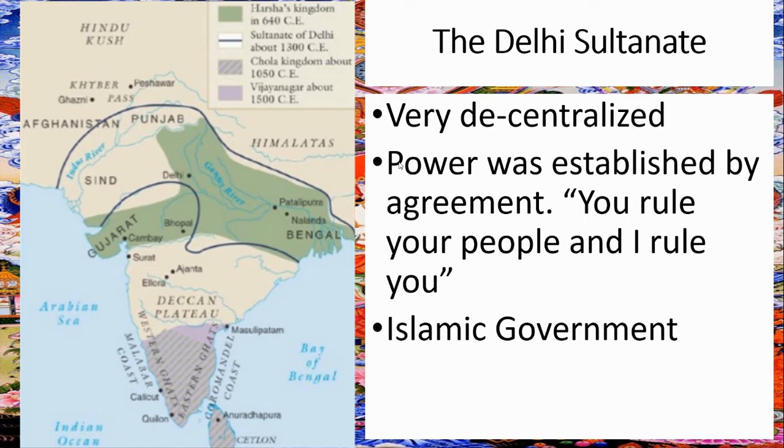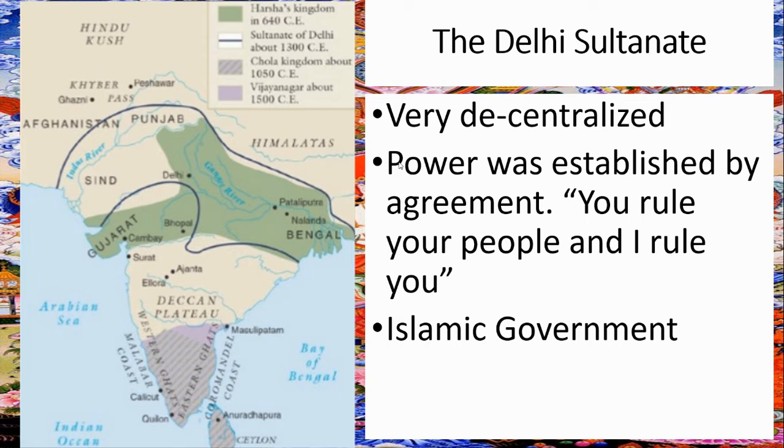Overall, this was an Islamic government. So everything that you heard about in the lesson on Dar al Islam, it essentially is working here. The Sharia law, the jizya tax, everything like that. But understand, this is not as centralized as a Muslim state. The power of the Delhi Sultanate was not over the people, it was over the local rulers.